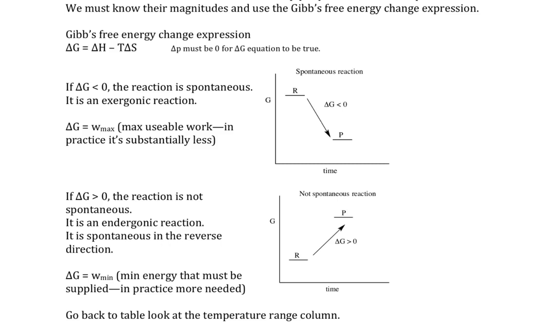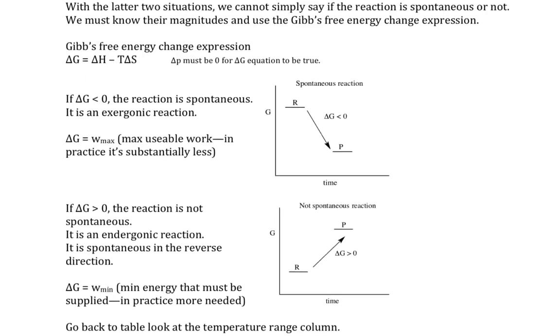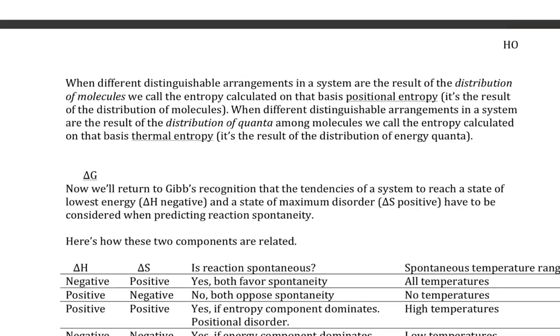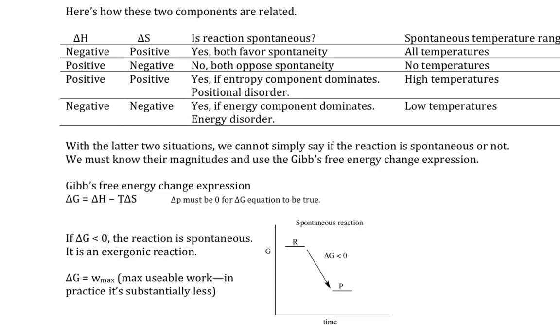Okay, now let's go back and look at our energy column. So we have our Gibbs free energy change expression. Delta G is delta H minus T delta S. So in our first situation, both delta H and delta S favor spontaneity, so it's going to occur no matter what. In our second situation, delta H positive, delta S negative, they both disfavor spontaneity, so that's not going to occur at any temperature.